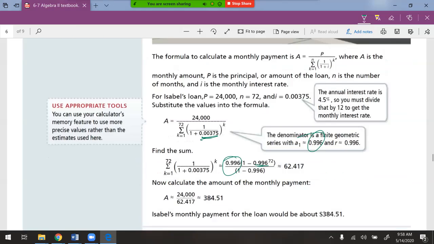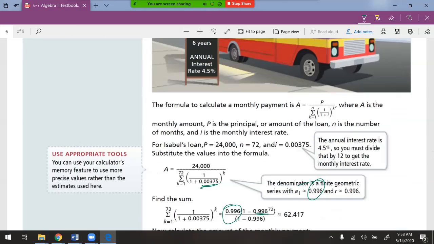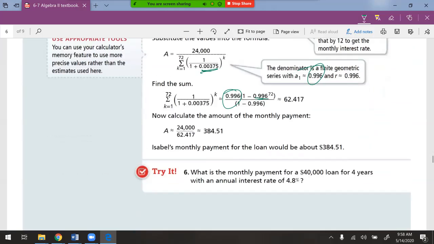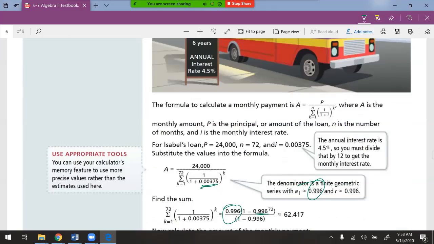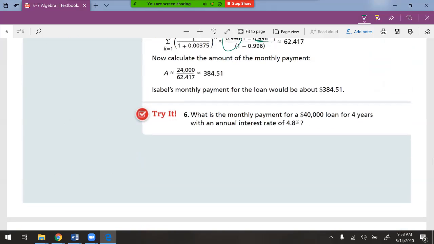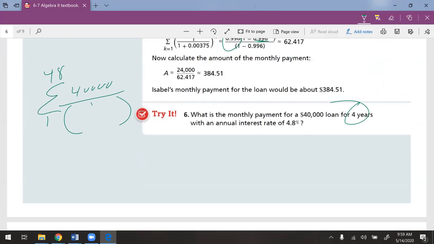Let me see something here real quick. Oh, because you want it monthly. Oh, okay, that makes sense. So you have to go over 12. So this means when I raised 0.045 to the 1/12, that's how you got this. That makes sense. Okay, let's do this here. I'll make this very quick. So it's the sum of 48 months, because there's 4 years, 12 months in a year. 40,000 over 1 over 1 plus, and let's convert 0.048 to the power of 1/12.